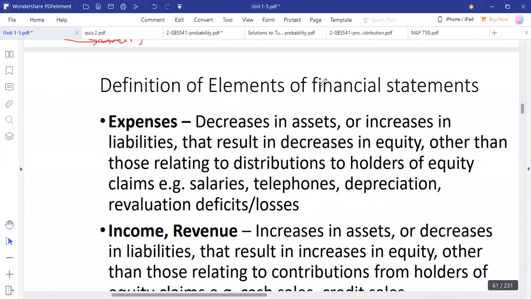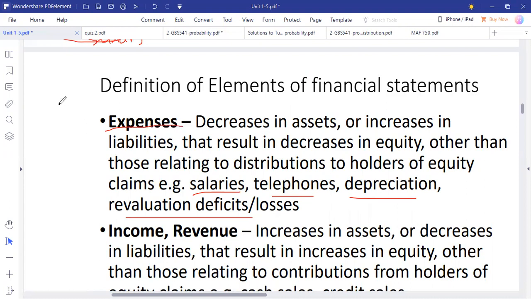Expenses will either decrease an asset or increase the liability. So when expenses are incurred, they will also decrease equity and other related to distribution to the holders of equity. So examples of expenses are telephone expenses, salaries, depreciation, and revaluation of assets. Now, I explained expenses to being in two.